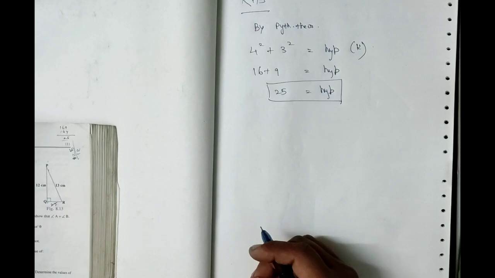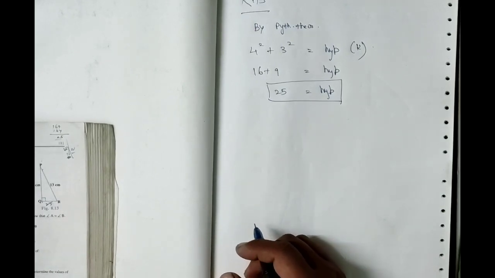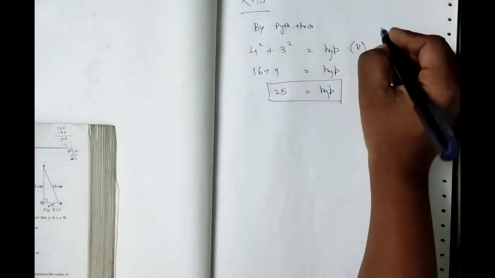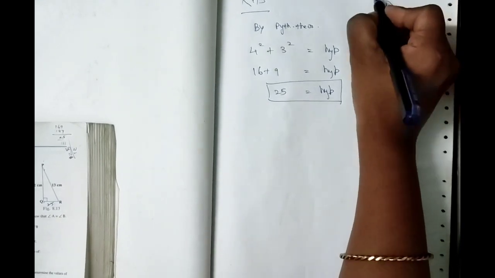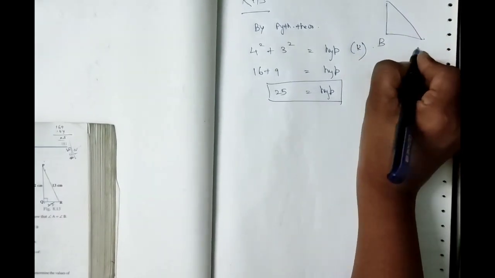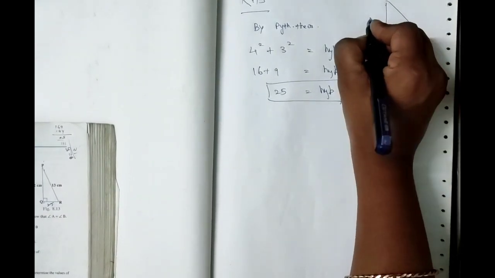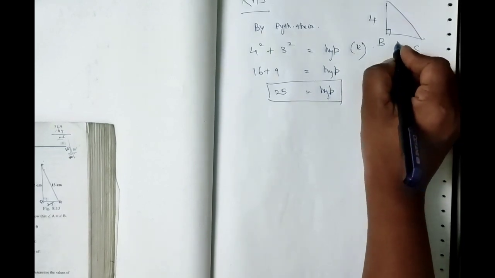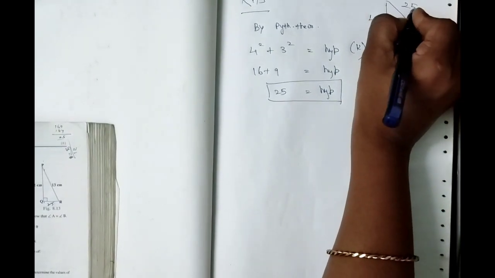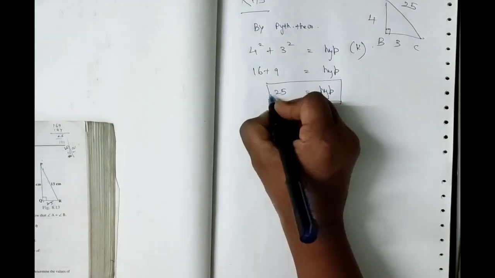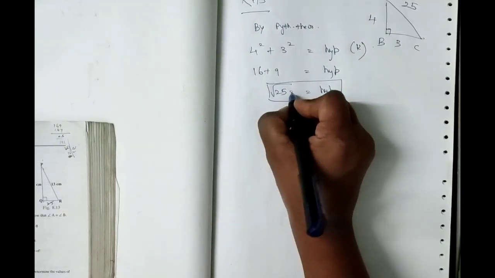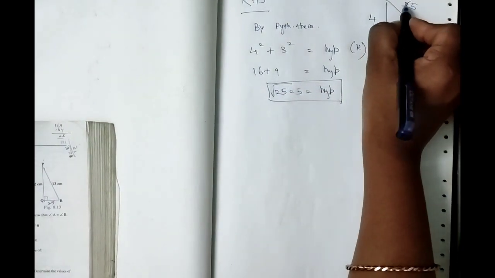If we find cos and sine of these angles for A, in that right angled triangle, again I am drawing here, A, B, C, right angled at B, this is going to be 4 and this is going to be 3, and this we got as 25. Root of 25, which is nothing but 5.